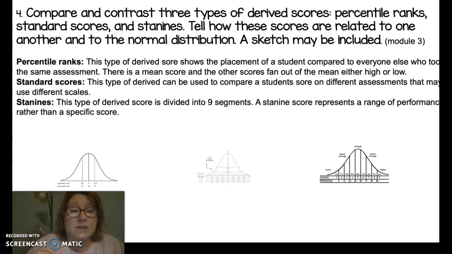And then stanines, this type of derived score is divided into 9 segments, and a stanine score represents a range of performance rather than a specific score. Like it's divided into 9 segments, and if you're between 1 and 3, this is what you are, and if you're between 4 and 6, this is what you are, and if you're between 7 and 9, then this is what you are. So it's more of a performance placement than a specific score.